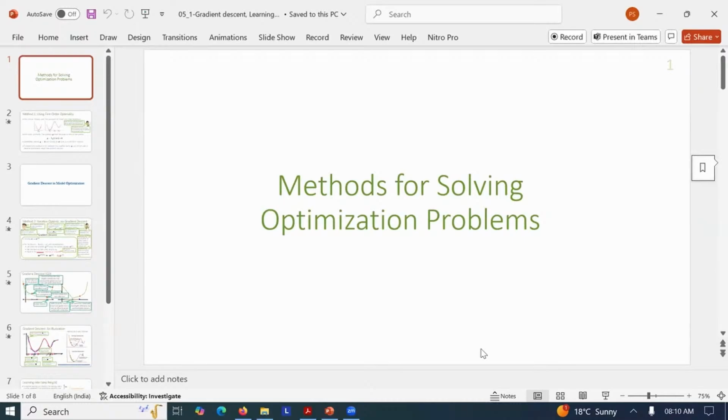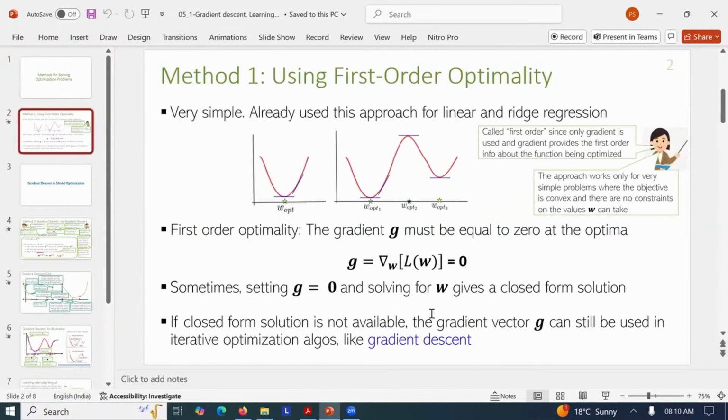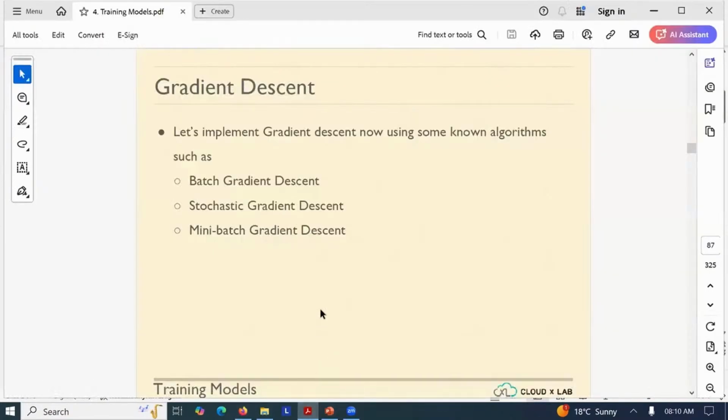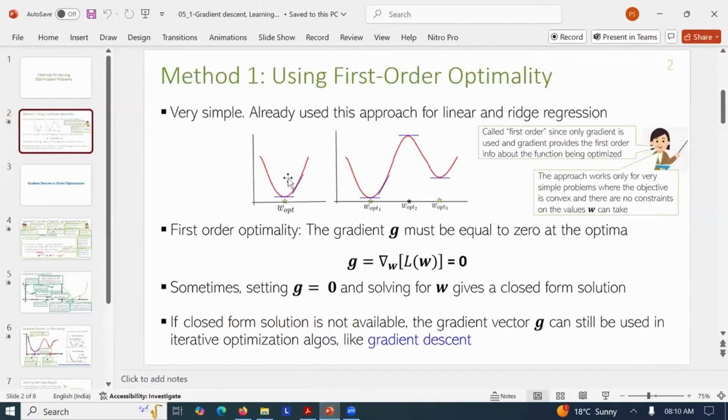In the previous session, we saw gradient descent. Sometimes we have a function and we want to maximize or minimize it, so we use several optimization methods, and either we can maximize that function or minimize that function. The first method is very simple.